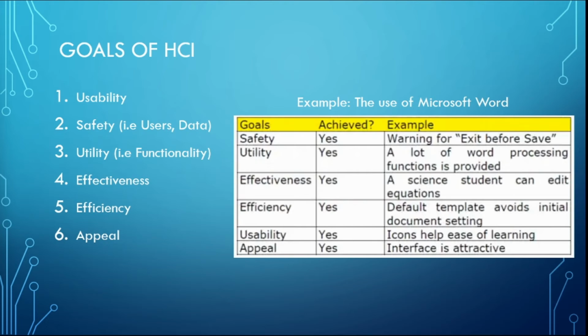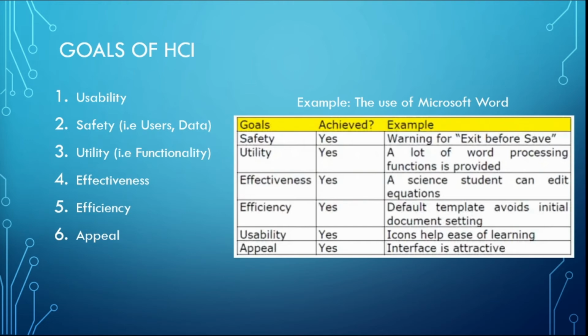And then we move on to utility. Yes. So utility, a lot of word processing functions are provided. Do you get it? So when using Microsoft Word, you have a whole lot of resources to choose from. It provides you a whole lot of the functionalities you require. So you can bold a text, you can underline, and many more. And then effectiveness. All right. So effectiveness, a science student can edit equations. Do you get it? So it is highly effective. It meets the needs of the user. So when typing something like mathematical questions, there are a whole lot of equations that you can use, and you can also modify them to meet your need. So it is actually effective when using Microsoft Word.